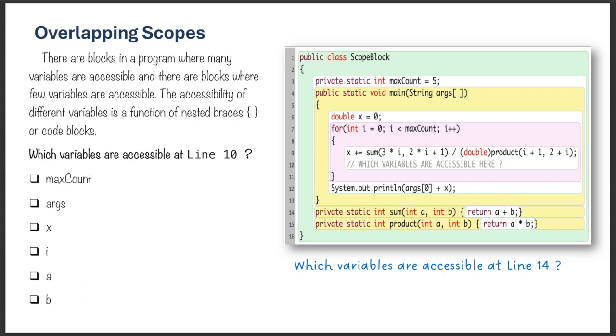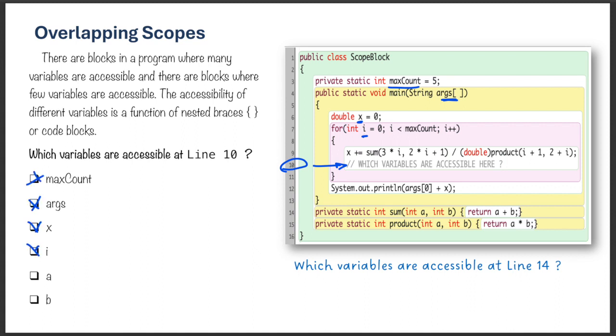So if we look at this question, which variables are accessible at line 10, we find line 10, and we say, which ones can we access here? We say, well, defined inside the pink region, we have the variable i, which is accessible. We have the variable x, which is accessible. We have the variable args, which is accessible. We have the variable maxCount, which is accessible. So let's click those off.